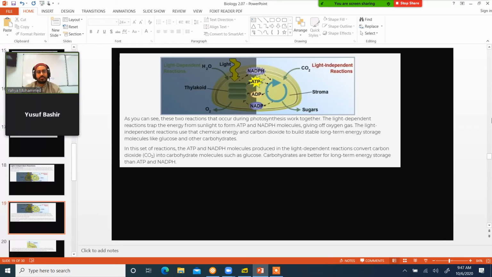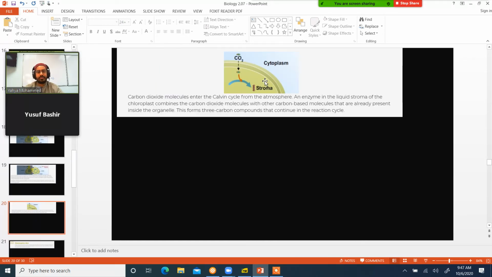All right. Now in this case, that ATP and NADPH we produce, this is where it's consumed. This is where it's going to be used up. All right. So again, we're going to go through these pictures. I think these pictures don't show the overall thing as well, but we're going to just go through them, and then we're going to look at the other pictures as well to get a better idea.